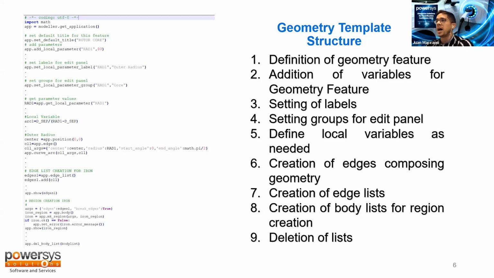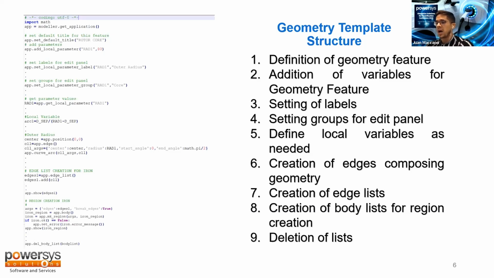After that, we have to add variables to that geometry feature. So let's say that for the magnet creation, in this case, we want to work with the length of the magnet and the thickness of the magnet. Those are two variables that we want to add to our definition of this feature. Then we have to set labels for those variables. So it is simply assigning names to those variables. Ultimately, we will set groups for the edit panel.